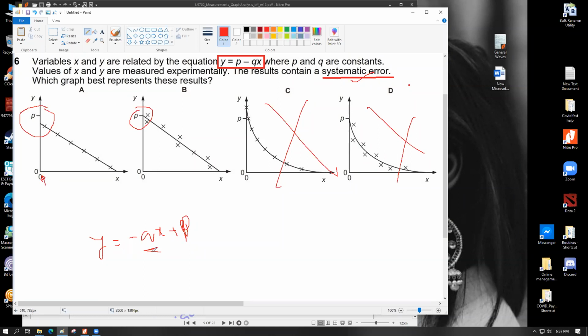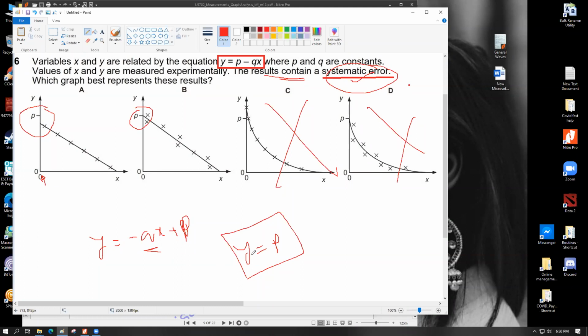So if we place x value 0 over here, what do you get? Whenever x equals 0, y is supposed to be p. That would be correct for a good experiment, a perfect experiment, or a non-systematic error experiment. But the question already specifies the result contains a systematic error, which would mean that whenever x equals 0, theory tells us the y value should be p, but the experiment should not give us p. Experiment should give us either more or less than p.